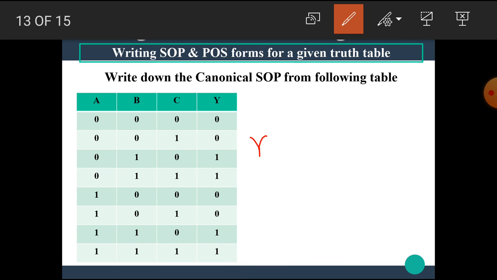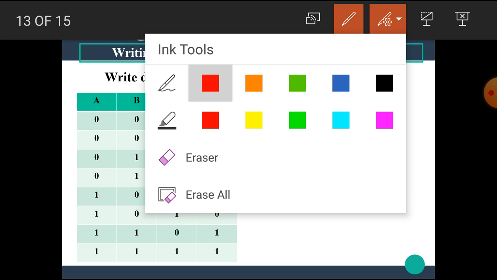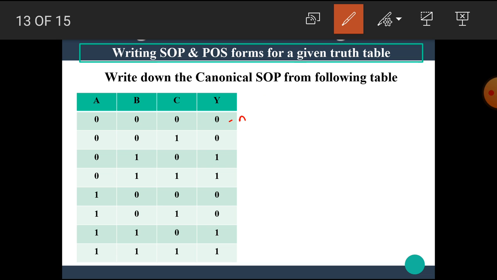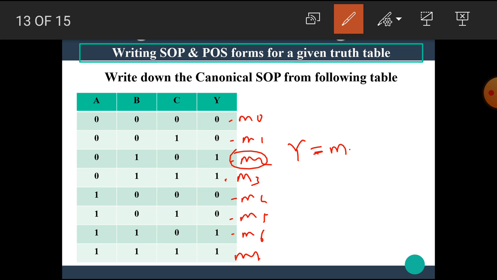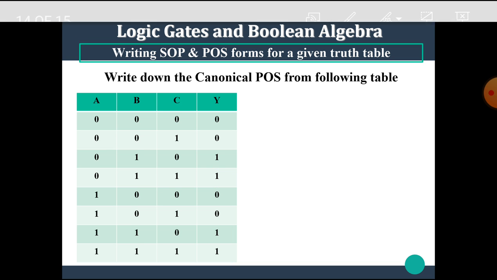We can write this SOP equation such that, for example, let's consider this is min term 0, m1, m2, m3, m4, m5, m6, m7. Hence we write the equation for y is equal to m2 plus m3 plus m6 plus m7. I hope you all understand how to write the canonical SOP from the given truth table.